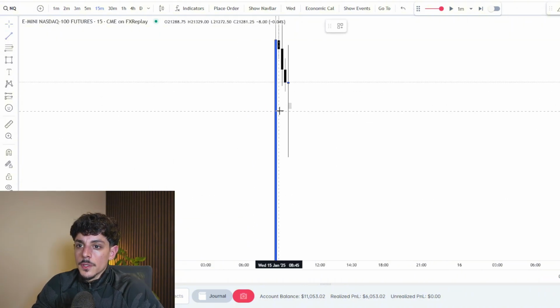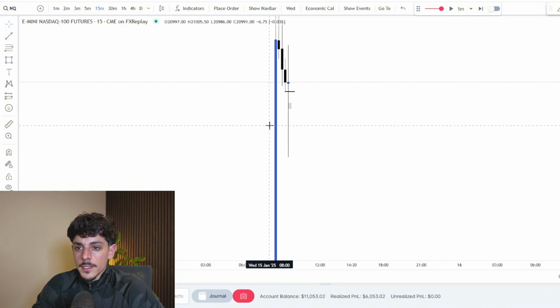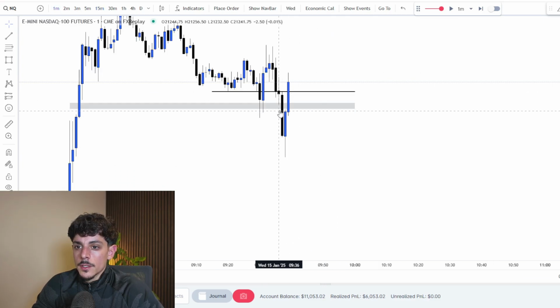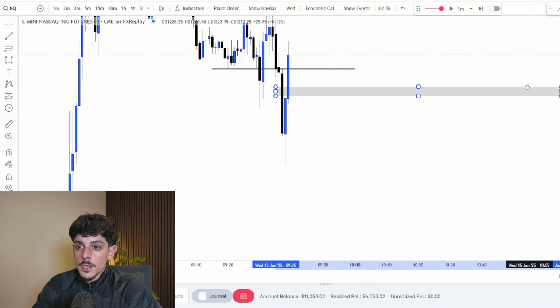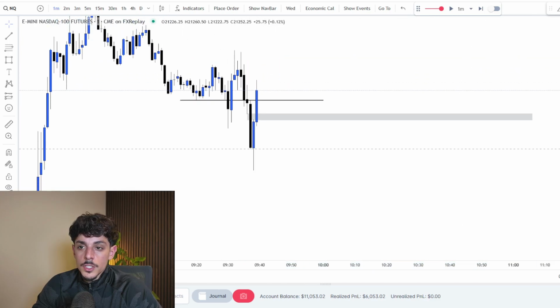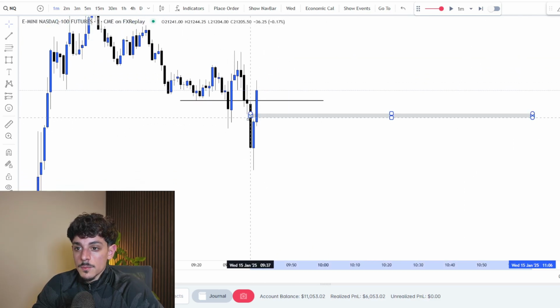Yet another opportunity right here. We sweep this internal low back inside this 15 minute fair value gap. Then we have a 1 minute V signature right here. So we have 1, 2, 3 candles forming this bearish fair value gap. And then if we're truly bullish, we will disrespect this bearish fair value gap.